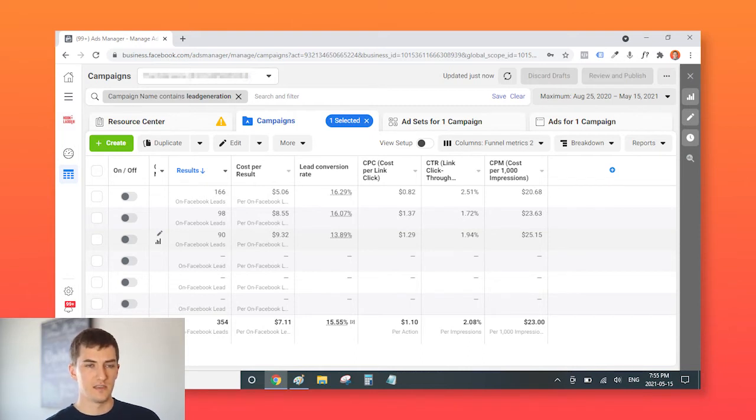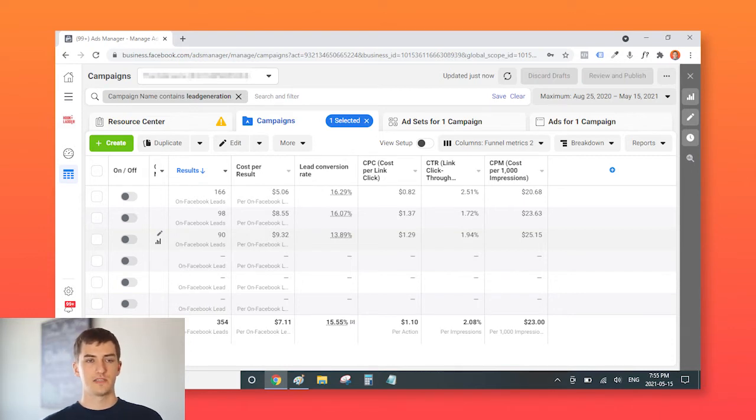And similar story here, these are the lead generation campaigns, and we actually launched this campaign exclusively using lead form campaigns. You can see that the volume of leads that we generated was quite high, and the cost per lead was $7.11. So a little bit more expensive than the first example, but still relatively inexpensive. And you'll notice that the conversion rate is 15%.